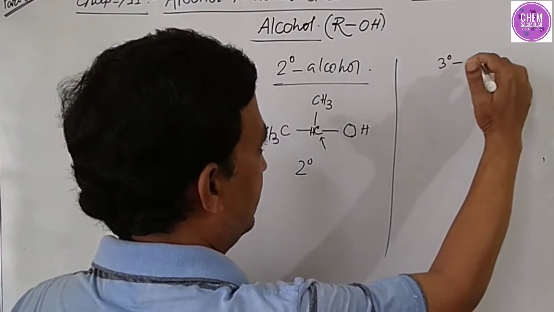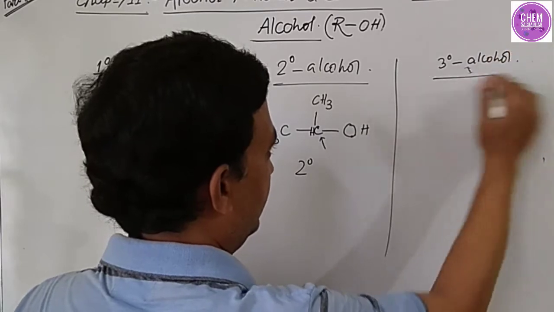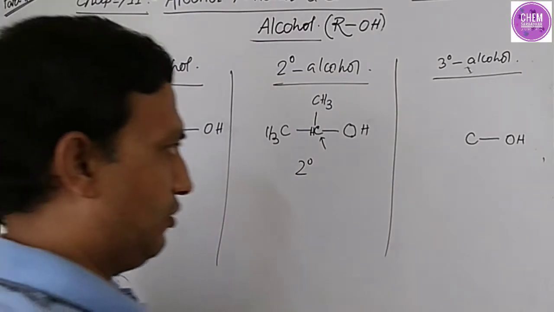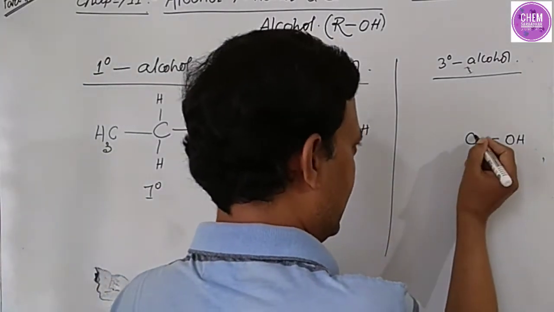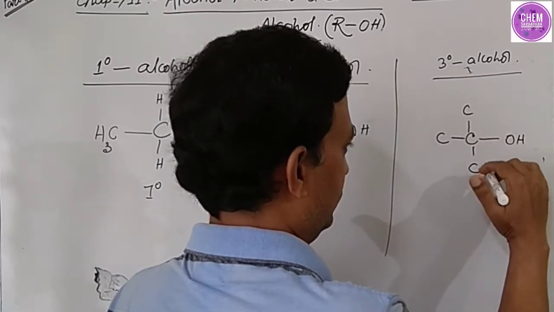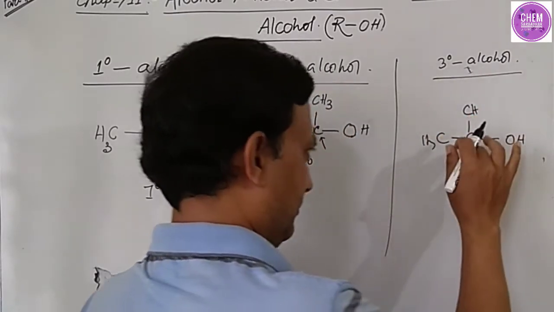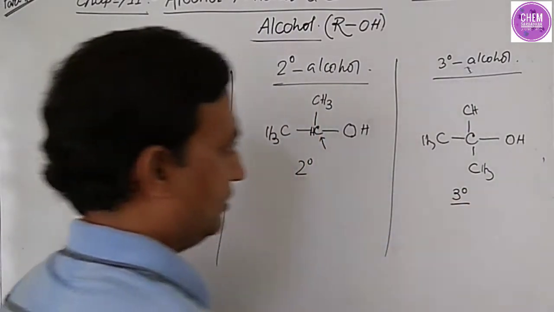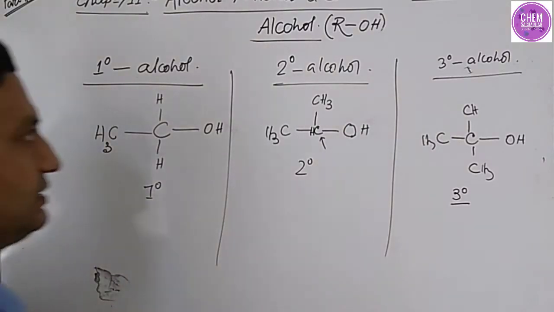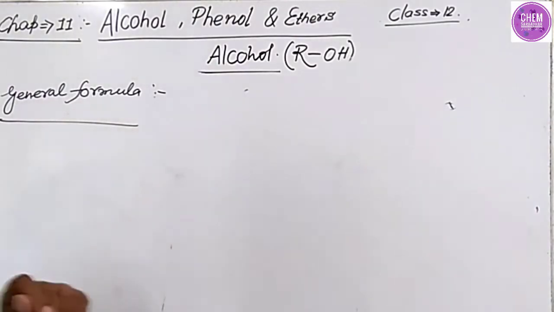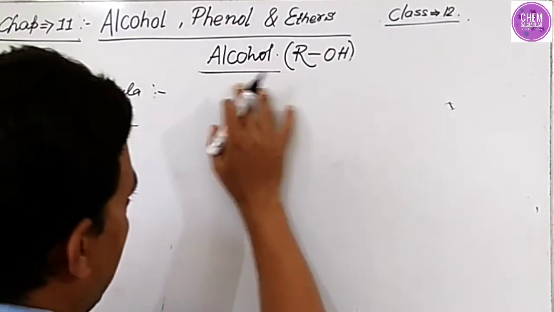And 3 degree, tertiary alcohol, is defined as the alcohol in which the hydroxyl group is attached to a carbon atom which is linked to another 3 carbon atoms. So there is no hydrogen on a 3 degree carbon atom. This is called tertiary alcohol. Now, how can we get the general formula of any compound, in this case alcohol?